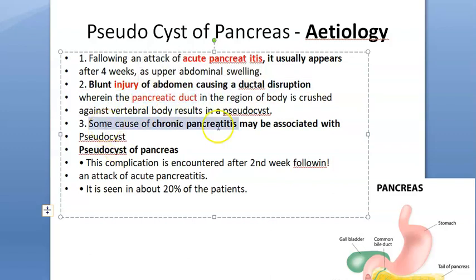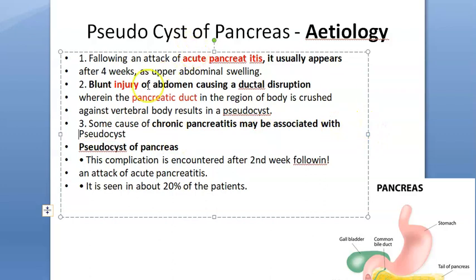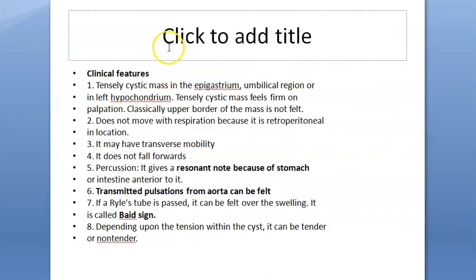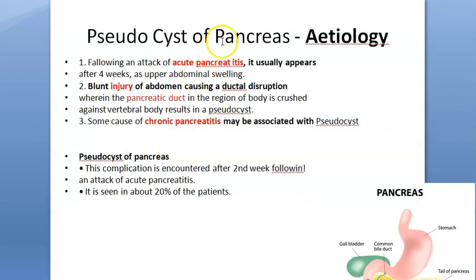Then some causes of chronic pancreatitis may be associated with pseudocyst. So it is possible not just with acute pancreatitis, even chronic pancreatitis can lead to pseudocyst. So if they ask you what a pseudocyst is, it is actually a complication of acute pancreatitis, you can say. Then what are the clinical features of this condition?